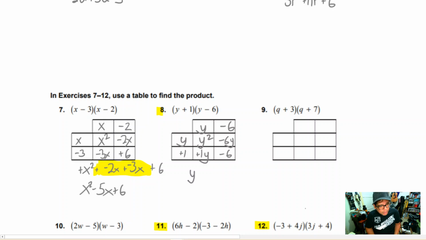And now we'll just write everything out. So y squared plus negative 6y plus positive 1y plus negative 6. And we have the opportunity to simplify these terms in the center here. That's a minus 6y and a positive 1y. That is a minus 5y together. So y squared minus 5y minus 6. That takes care of our multiplication.